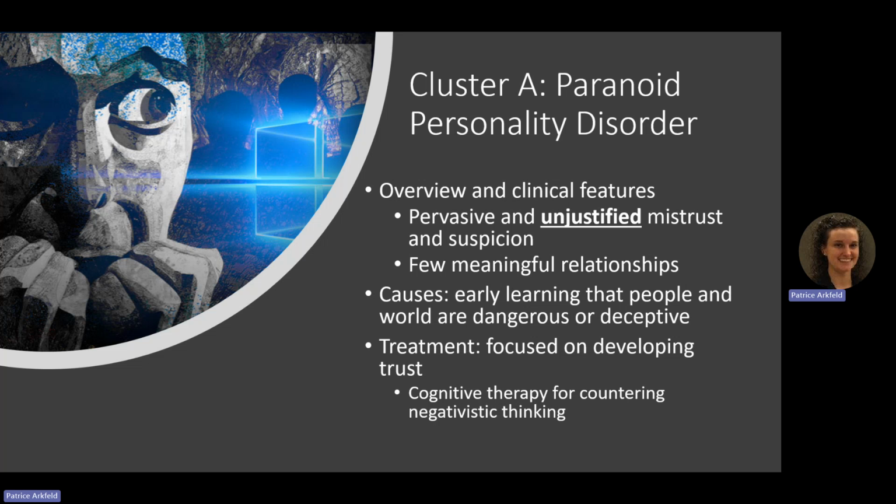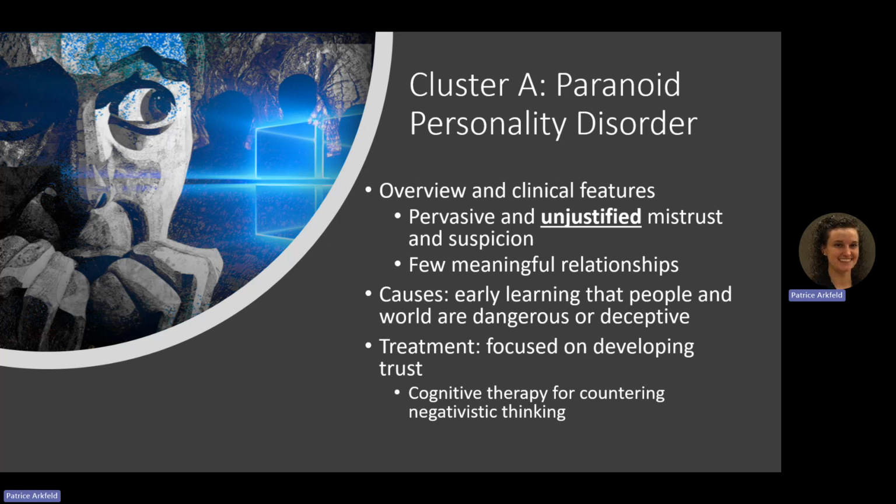Treatment for this diagnosis tends to be focused on developing trust, and part of that is looking at how we can develop trust with other people with evidence. In combination with the essential feature of paranoid personality disorder being that the mistrust is unjustified, we're going to look for the evidence of why someone should trust others. One of the ways we do that is through cognitive therapy. We're looking at how we can counter someone's negativistic thinking around other people. So, what evidence is there to support that your family, your parents, your siblings are safe for you, are trustworthy people? What have they done that makes you think they could be trustworthy, or that they will continue being trustworthy in the future?